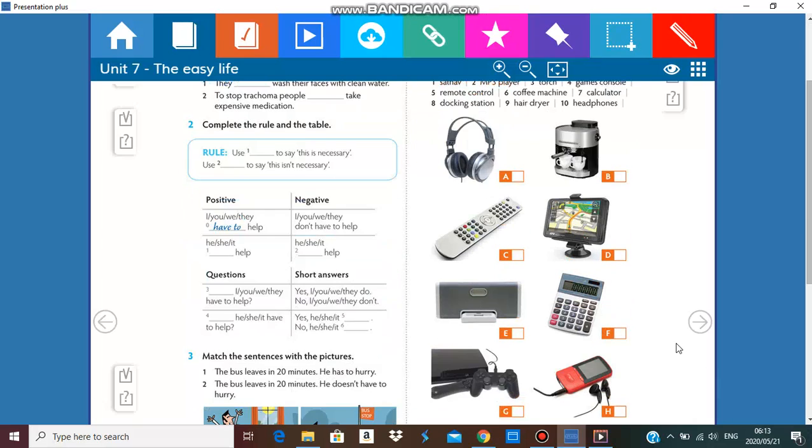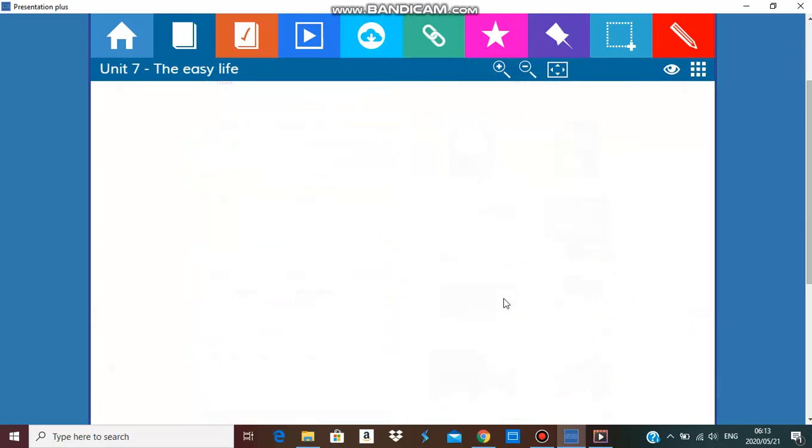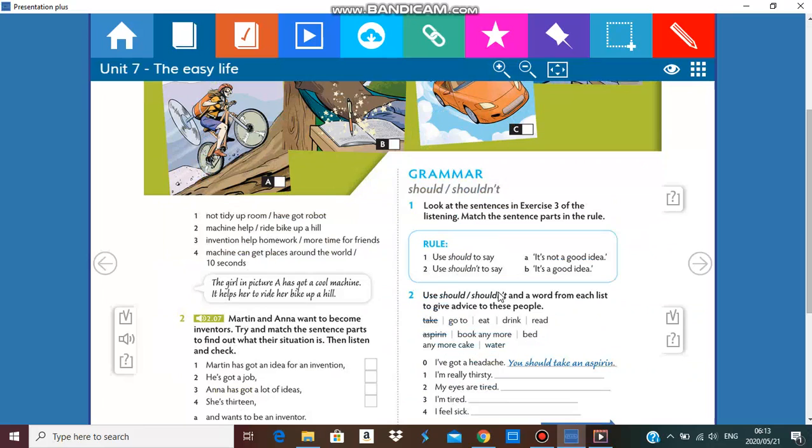Now let's go on to the second part of the grammar, which is should and shouldn't. Now, the first one was necessary. This one is about giving ideas or advice to someone. So when you want to give ideas, when you want to give advice to someone, you say should, you should, or you shouldn't.